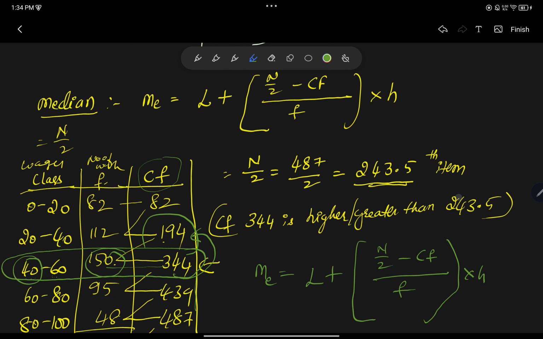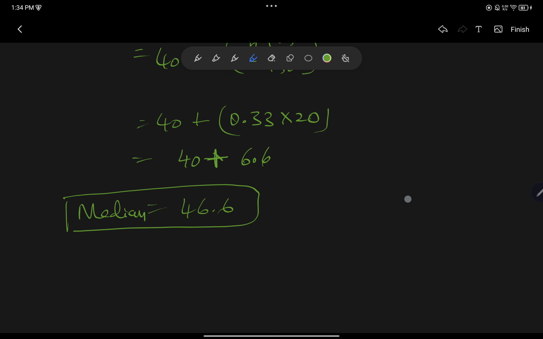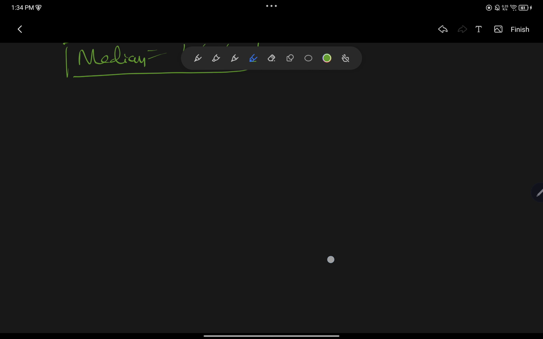46.51 was the mean. Median is 46.6. Almost similar, the same, right? A small difference. That's it. Median we calculated. Now we need to calculate mode. What is mode?